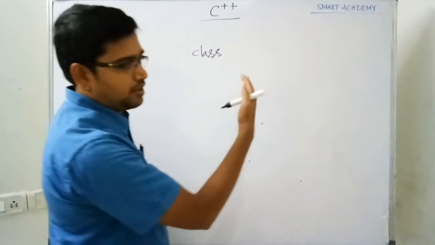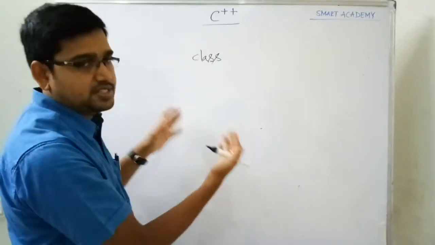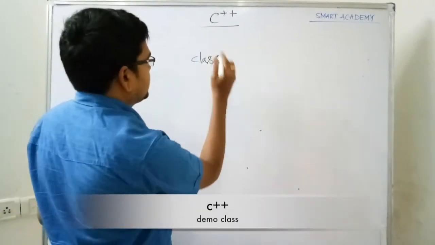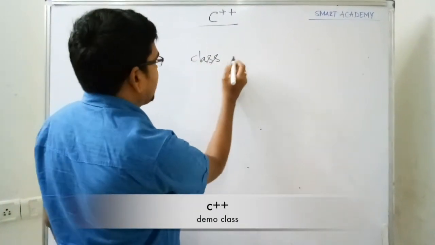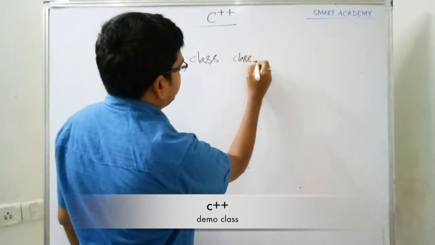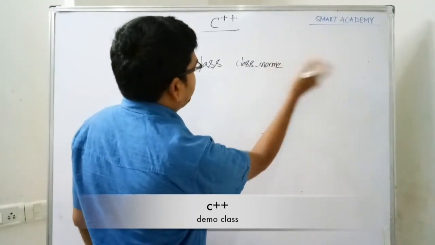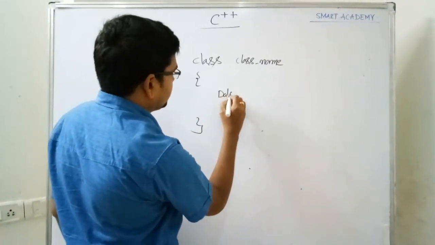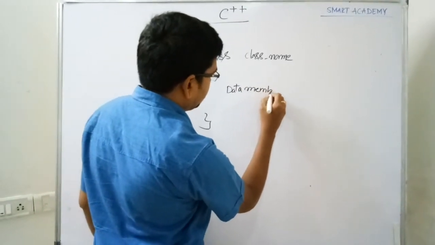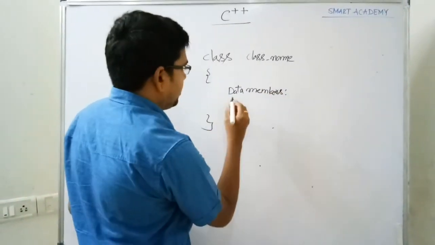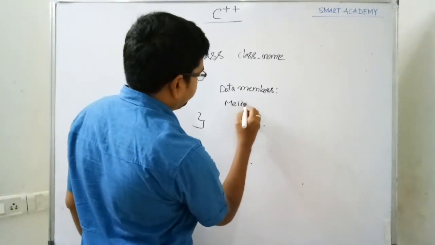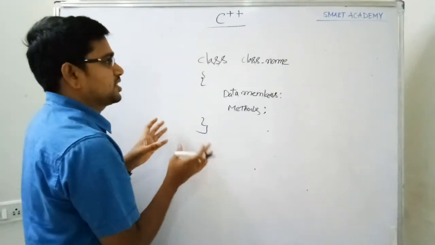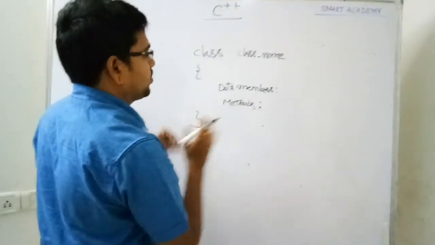So let me first give a basic syntax of defining a class in C++ and then I will write the sample program. So the syntax of class in C++ is: it should start with class and then the class name. It can be any name, and inside the class there should be some data members and methods. Methods are functions. Okay, so this is the basic syntax of a class in C++.